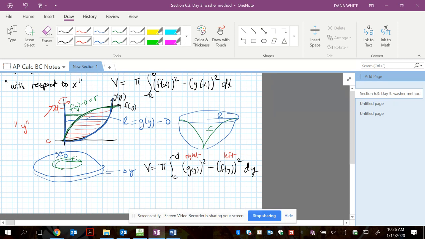The big radius is going to be the rightmost curve. The little radius is going to be for the leftmost curve. And then to get the radius, you're going to do the curve minus the axis of rotation. For right now, that's going to be 0. It's going to get better.